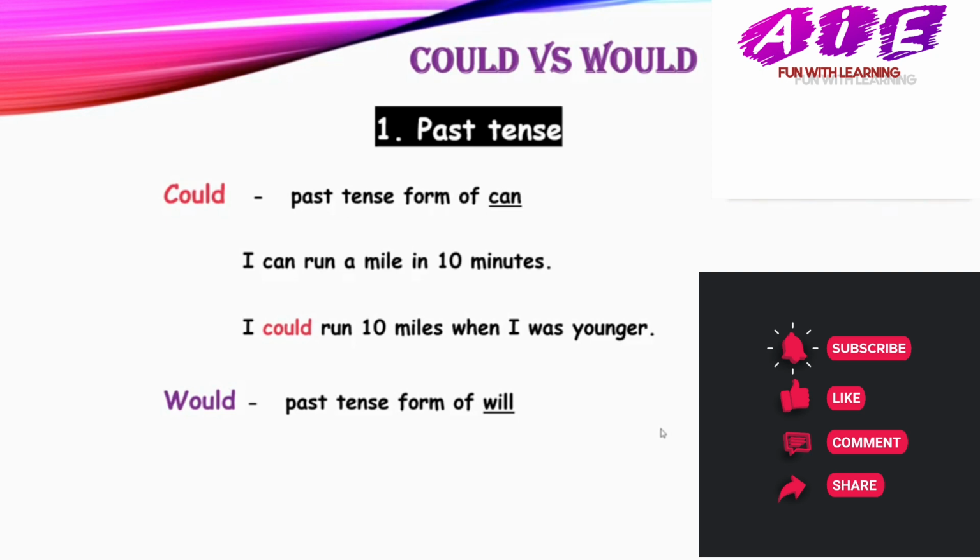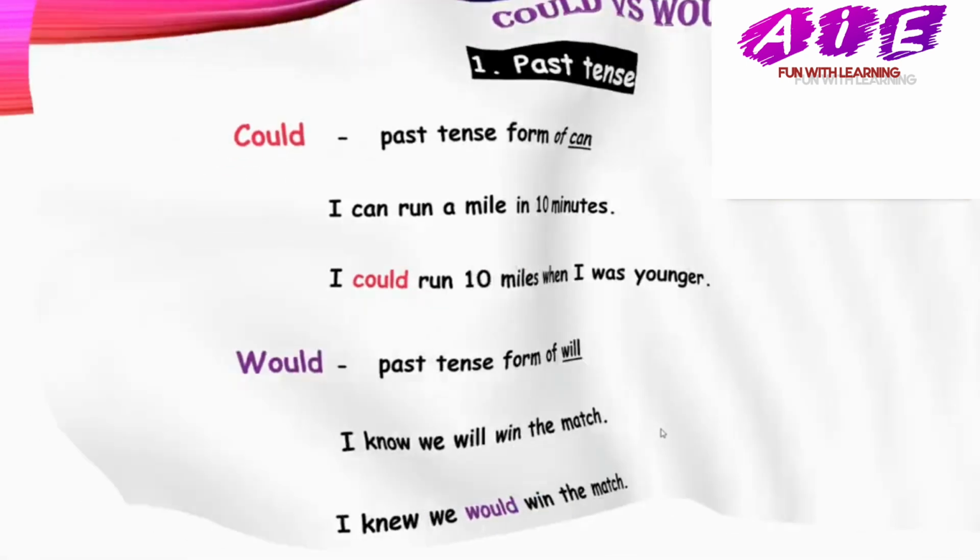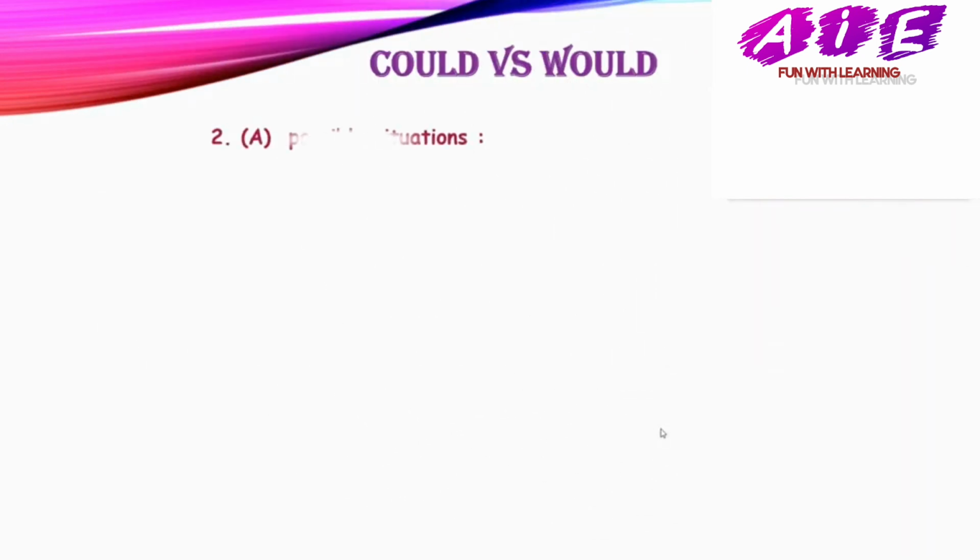So in this next example, I know we will win the match. So maybe you were on the same team and I tell you, yes, I know we will win. I am confident. But if the match happened in the past, that is, it's already finished and I want to say that I was confident, then I can say, I knew we would win the match. Here, will becomes would. This is the first difference.